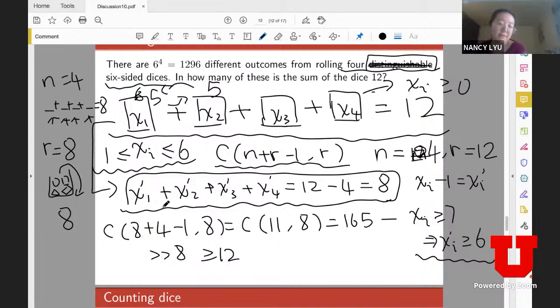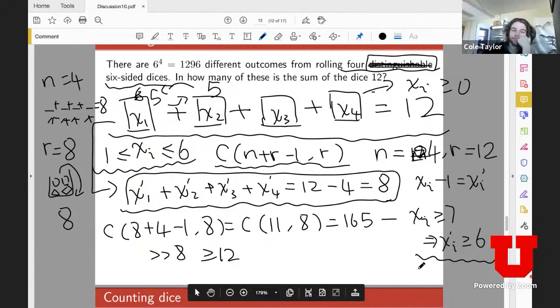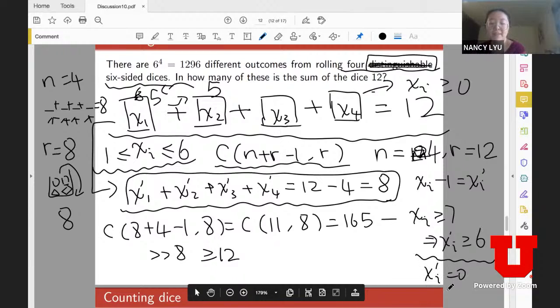Well, only one of them can be greater or equal to 6. But there are 4 of them, and none of them can be 0, right? So if one of them was 6, then another one would have to be 0 for you to get a total of 8. Well, it can be 0, because x prime, we already subtract 1. So they can be 0. Oh, okay, that makes sense. If your xi prime is equal to 0, that basically means your xi is 1. That makes sense. Thanks.